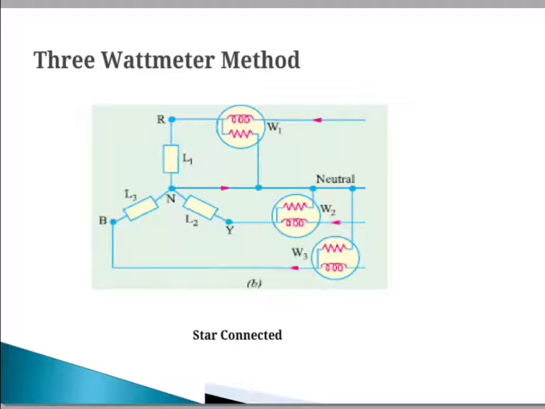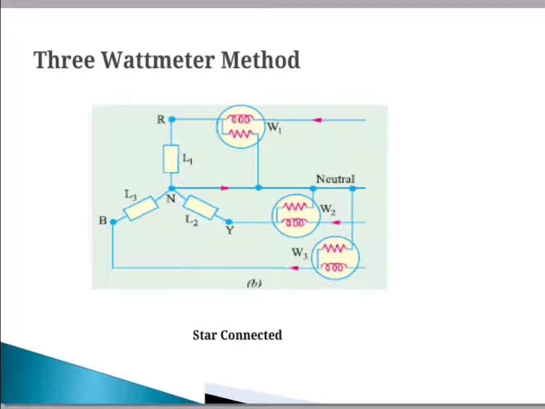The current coil of wattmeter W1 is connected in series with the R phase. Then the current coil of the second wattmeter is connected in series with the Y phase, and the current coil of the third wattmeter is connected in series with the third phase. So it measures the current flowing through the phases, and the pressure coil measures the voltage between the phase and neutral.